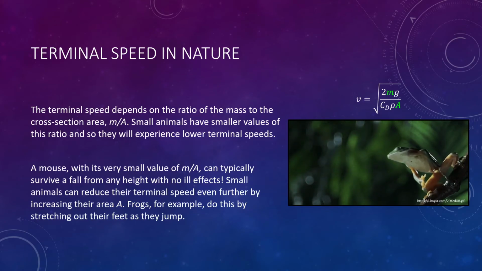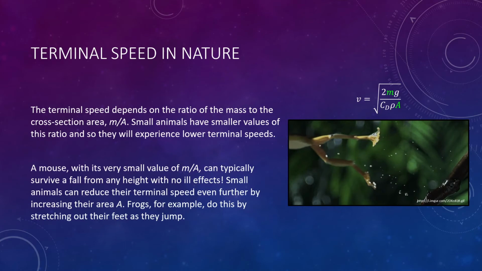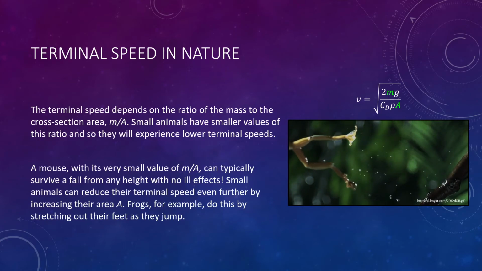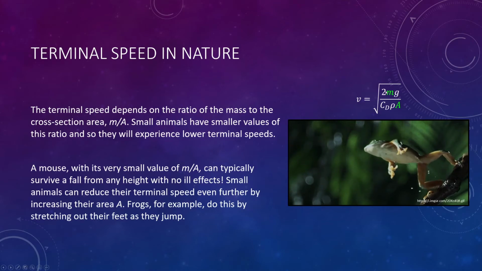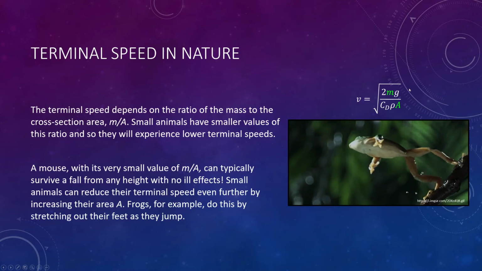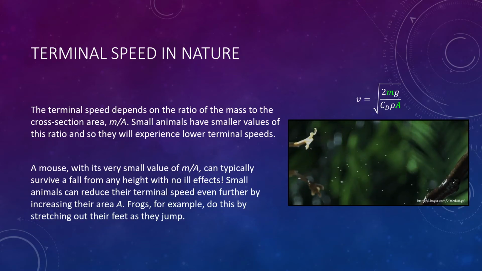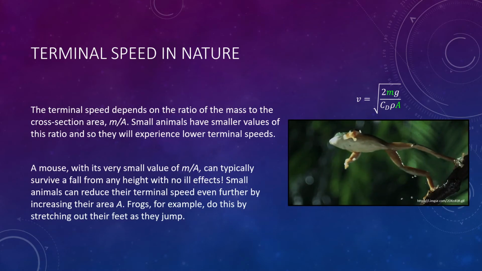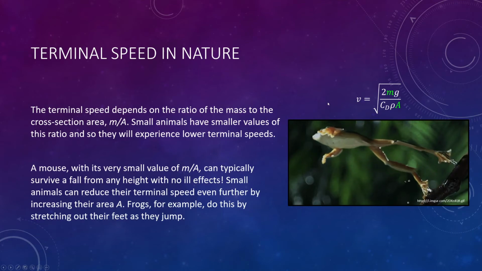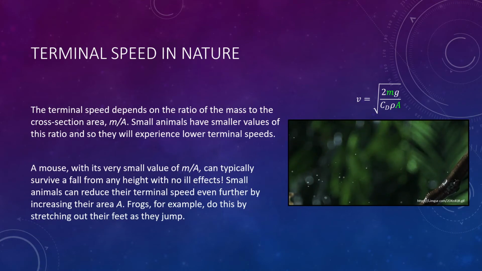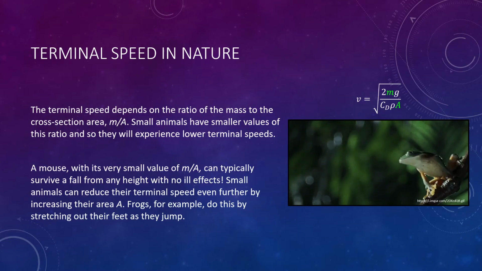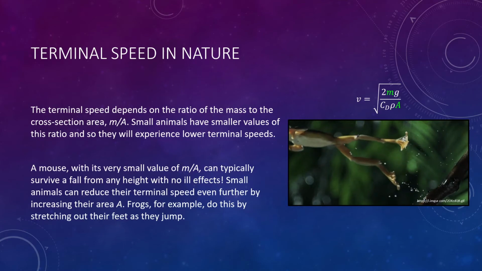Looking at the equation that we just wrote to solve the last problem, you should be able to see that it depends on m over a, or mass over area. I highlighted here in the equation that we had. Mass divided by area. Well, small animals have very small ratios of this value of m to a. And so if that's really small inside of here, then they're going to get a really small velocity. And so the mouse that we were talking about has its small value of m over a, and so it can fall from great heights and still survive.